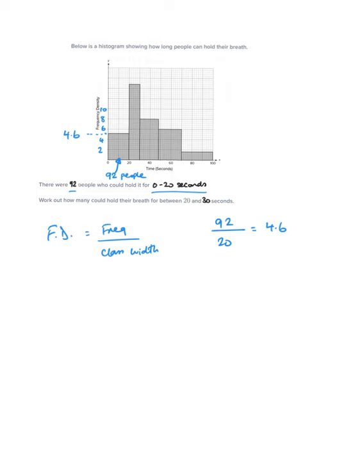Here, we want to know how many people could hold their breath for between 20 and 30 seconds. Well, I know that the class width is 10. Going up there, that's 12, 14.4. So it's going to be 10 times 14.4, which is 144 people. And then obviously if it went on to ask you something like find the mean, you'd be able to do the same as we did a minute ago.